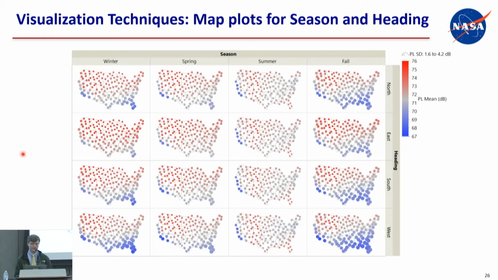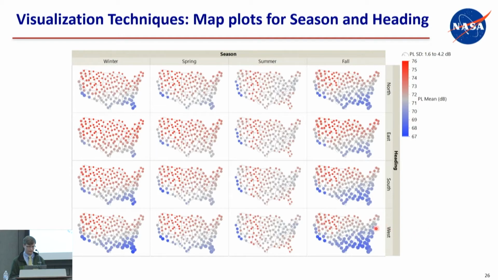There's so much data, right? So we can split on lots of things. Again, we're splitting here on the seasons and the headings. And plots like this allow you to do some flight planning, I guess. You can decide when you may want to fly based on the loudness you want to achieve, and you can decide how you may want to fly in order to achieve that loudness.